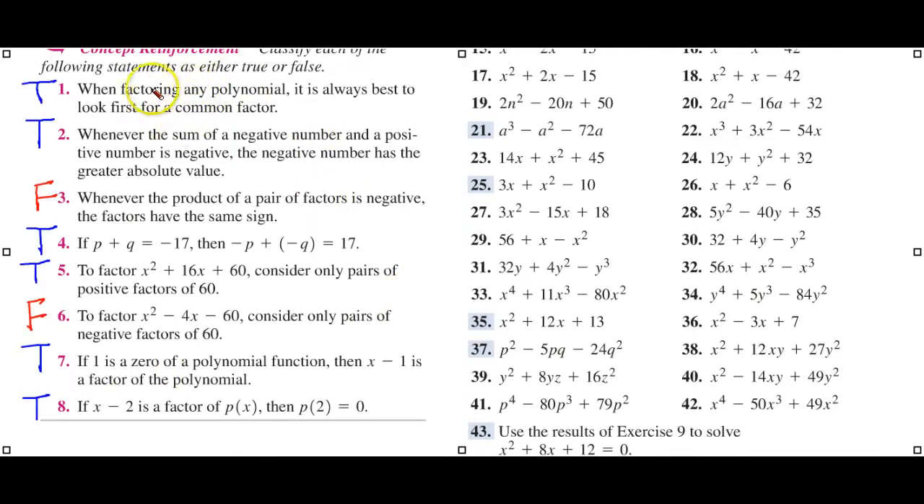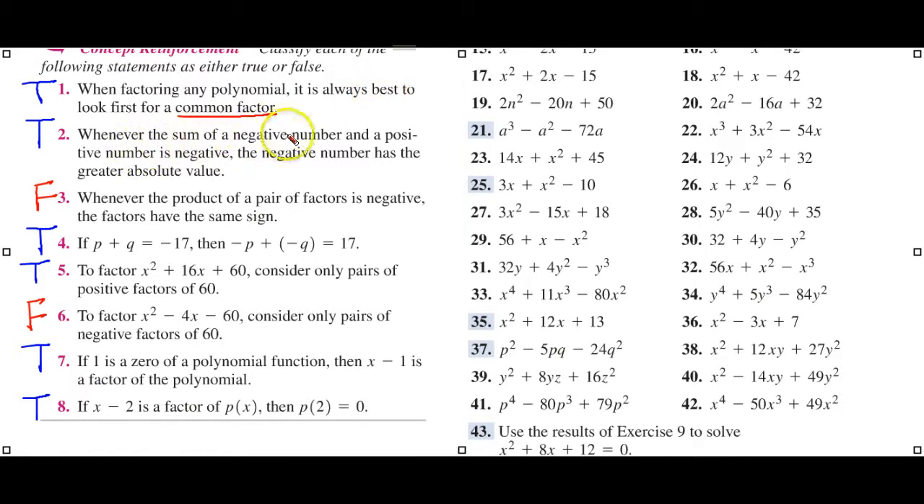Okay, going on to what we have here. We only had 2 false, so all the others are true. Again, some good basic rules. When factoring any polynomial, it's always best to look for a common factor first. That makes your resulting trinomial usually smaller and easier to work.